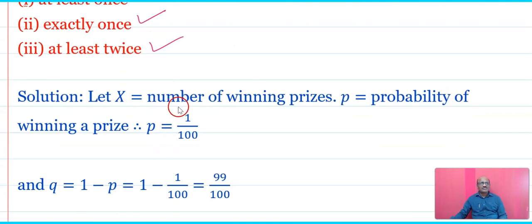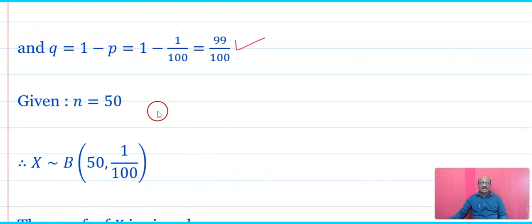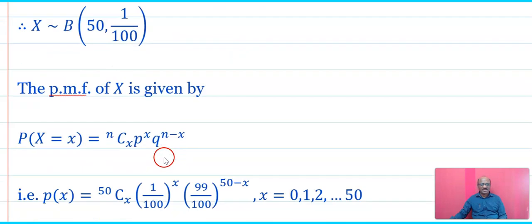Let X denote the number of winning prizes. P is equal to the probability of winning a prize. Therefore, P is equal to 1 upon 100. Then what about Q? Q is equal to 1 minus P, that is 1 minus 1 upon 100, which is 99 upon 100. Therefore, here n is equal to 50. X follows the binomial distribution with parameters 50 and 1 upon 100.